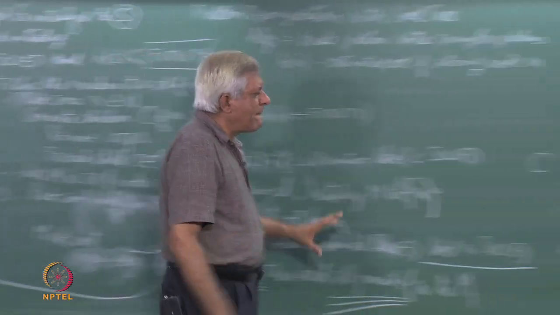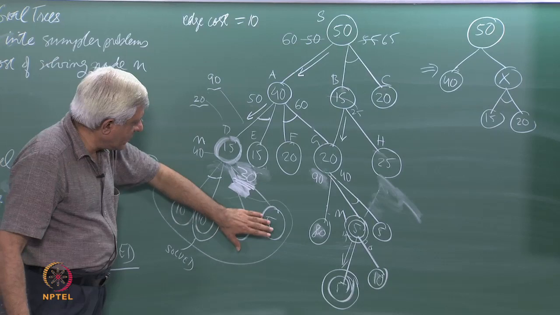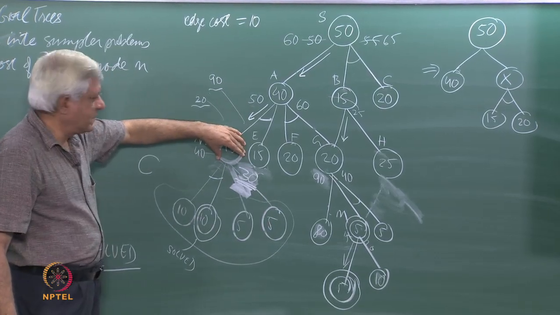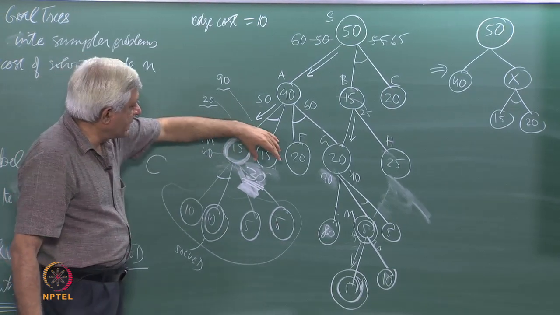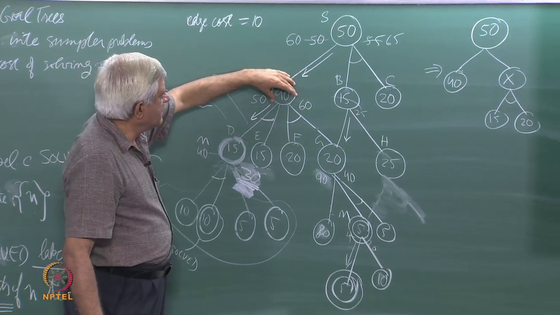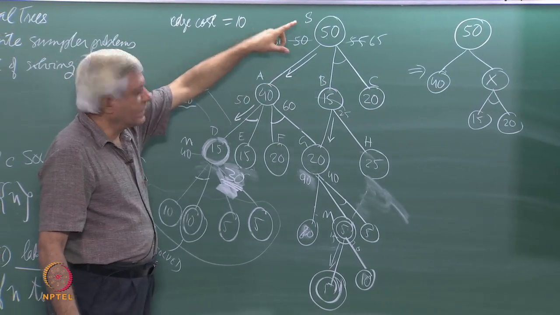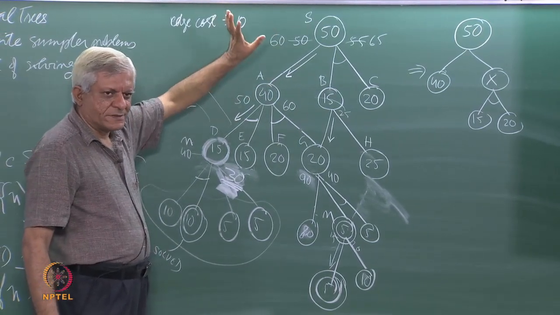So, just to repeat, if this was to be labeled solved and this was to be labeled solved, then this will get labeled solved. If this was to be labeled solved and this was to be labeled solved, then this will get labeled solved. The moment this gets labeled solved, if this is the best one, if the arrow is still pointing to this, that will get labeled solved, and then you will stop.